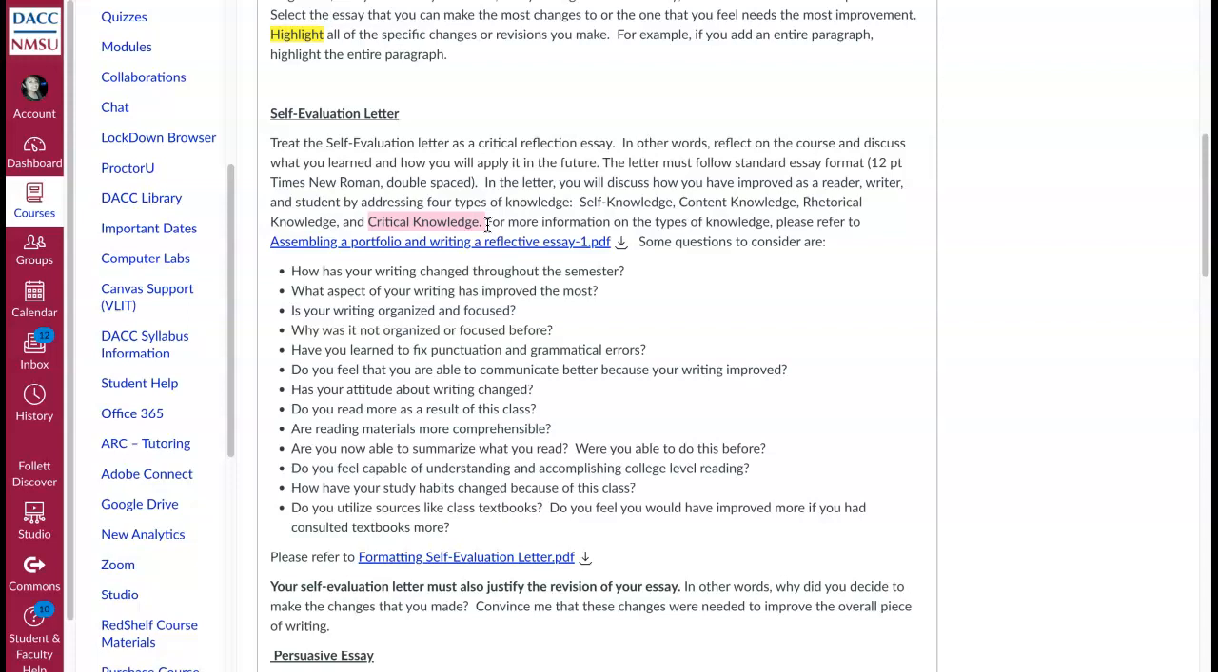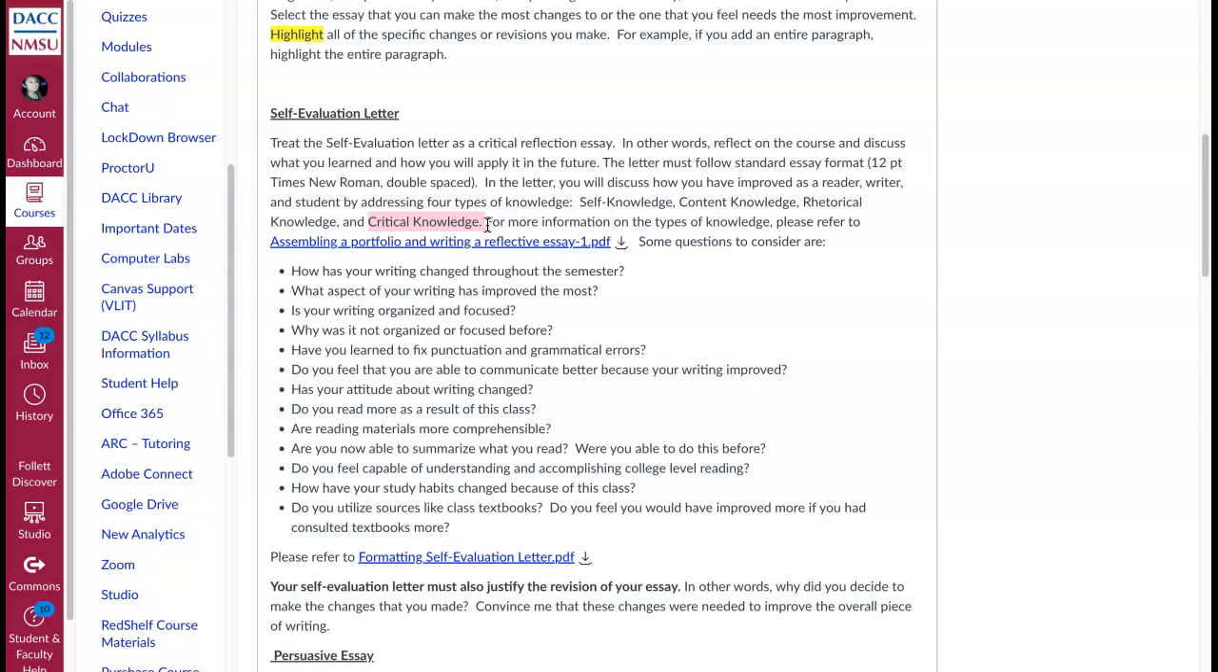Critical knowledge is also about yourself, but in this case, you're going to focus on your strengths and weaknesses. We all have strengths and weaknesses, and that's why I was saying that you don't want to just say, oh, everything's perfect, I've mastered everything, I've learned everything, I'm good to go. Once I pass this class, I know everything. No, that's not the point.